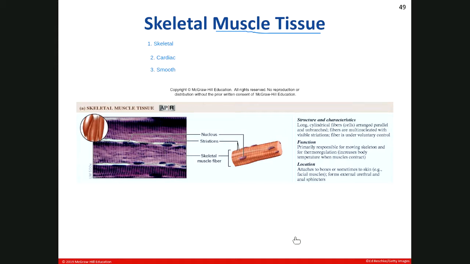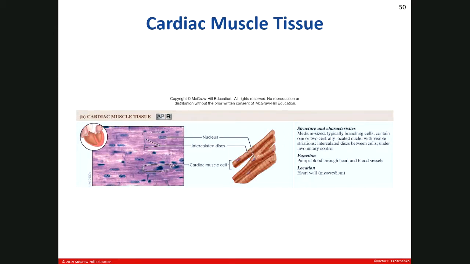The next type of muscle tissue is cardiac. Cardiac muscle tissue, where do you think you would find cardiac muscle tissue?